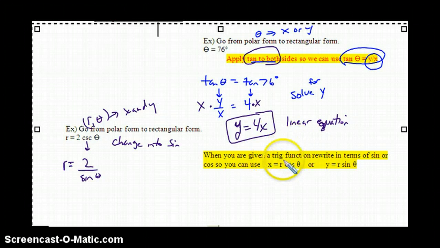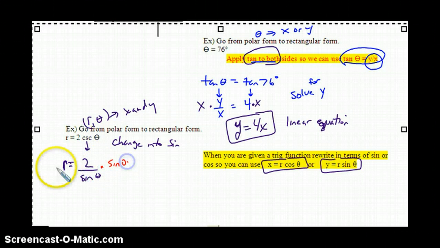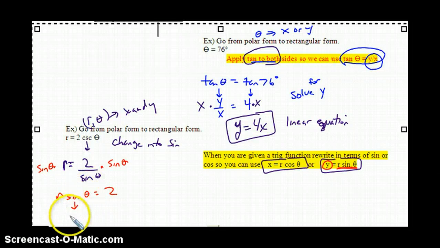So I know that there's an identity out there that says that x is equal to r times the cosine of theta, and y is equal to r times the sine of theta. Well, what I know in my problem is that here I have an r, here I have a sine of theta. So if I manipulate this to get the sine out of the bottom, I multiply both sides by the sine of theta, now I have r sine of theta. I know that r sine of theta is the same as y. So let's replace r sine of theta with a y, and we get it equal to 2.